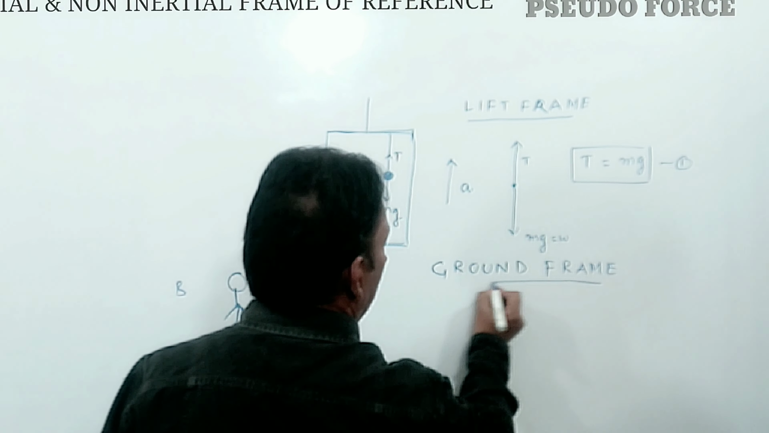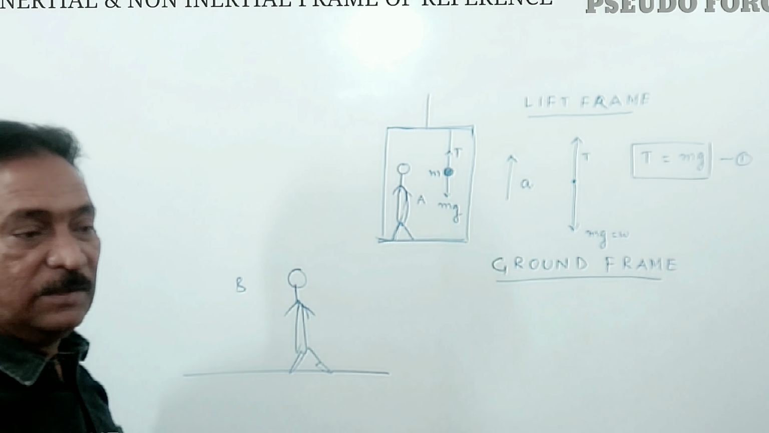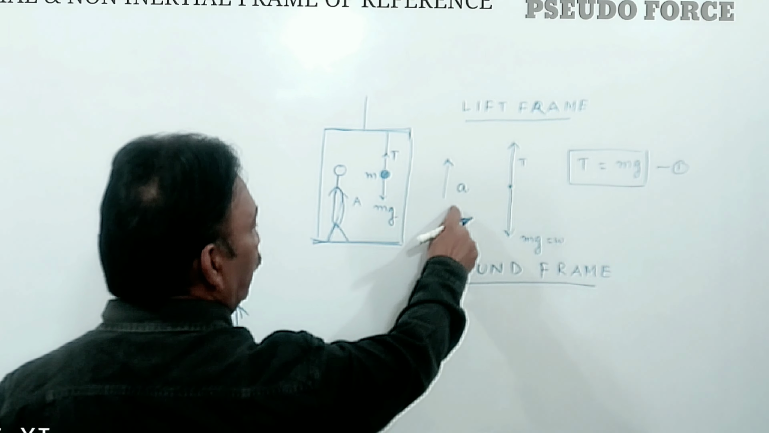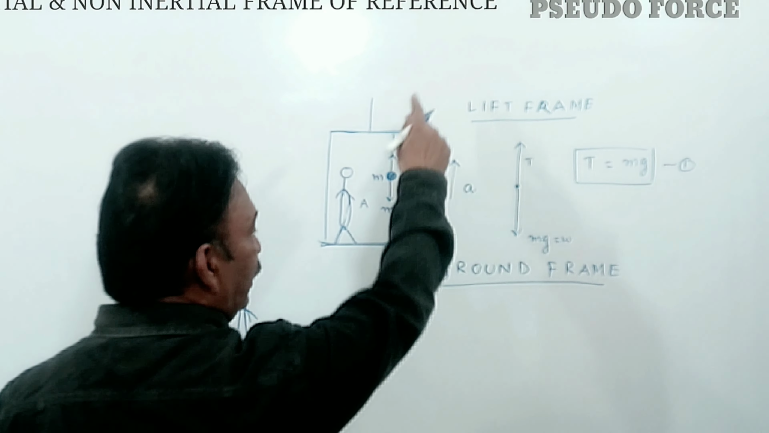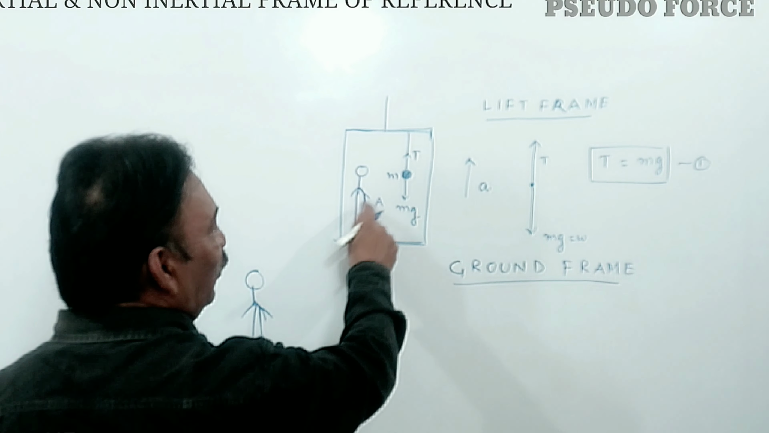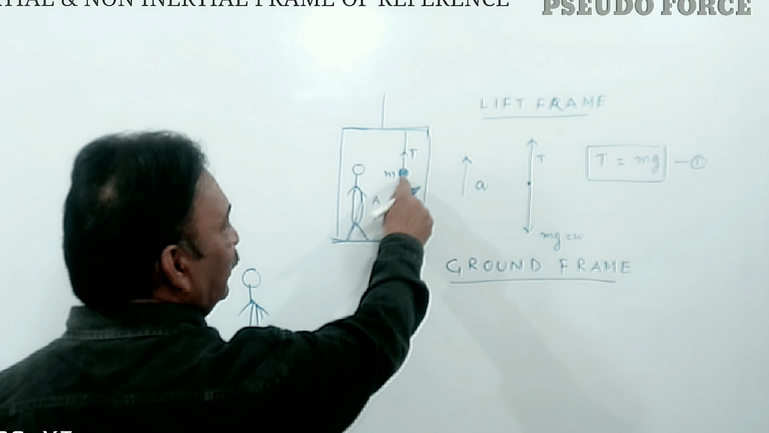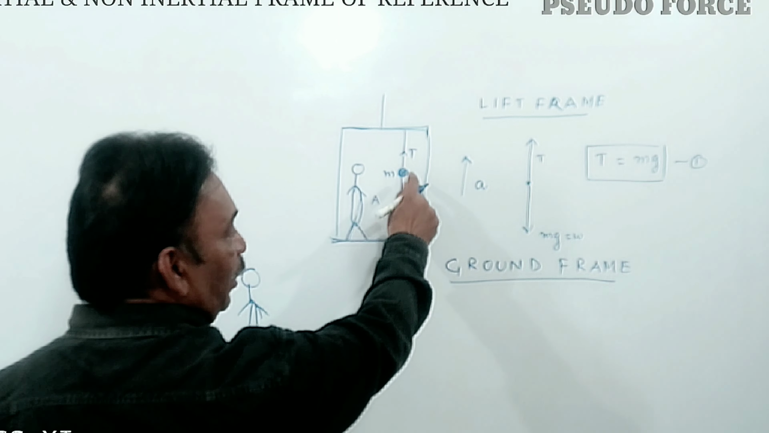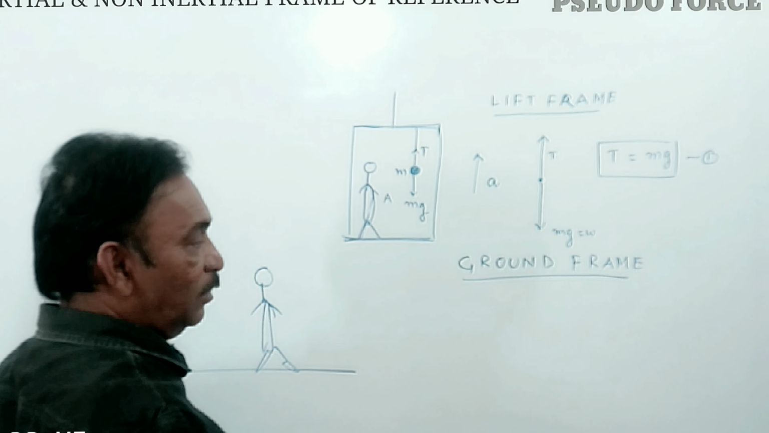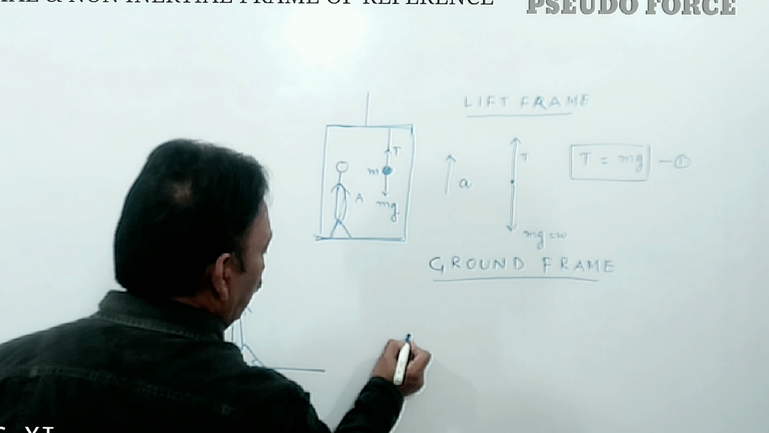Okay, students, as observed by person B, what does he see? He observed the same, but he found this lift is accelerating up. But this person observed that only the lift is moving, and he feels that the pendulum and he both are at rest. But he observed a different thing. Say this, it is a free body diagram.